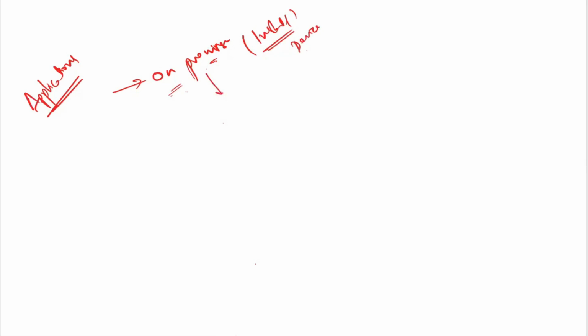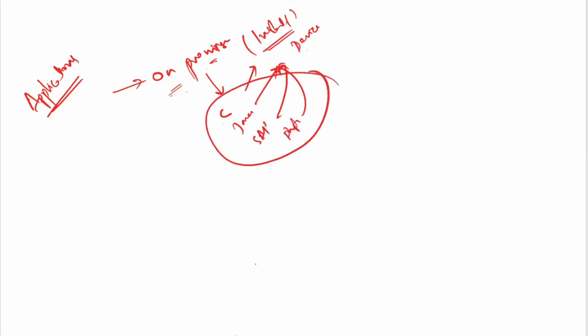Got it? So for example, I want to write a program in C. Yes, you need to install. I want to write a Java program. Yes, you need to install. I want to write a SAP program. You need to install. I want to write Python. Yes, you need to install. So these all are the on-premises applications, on-premises software.